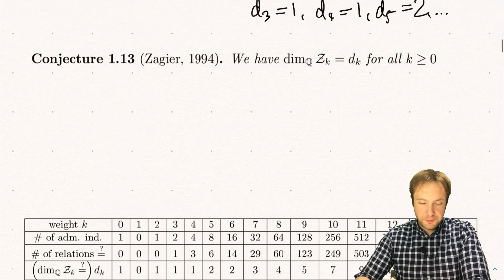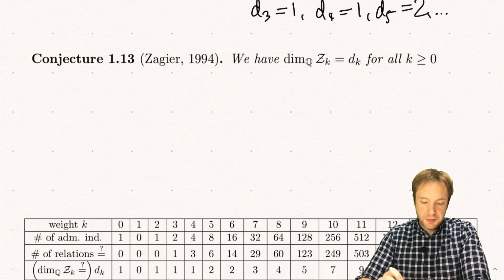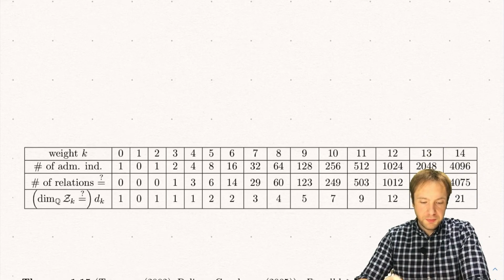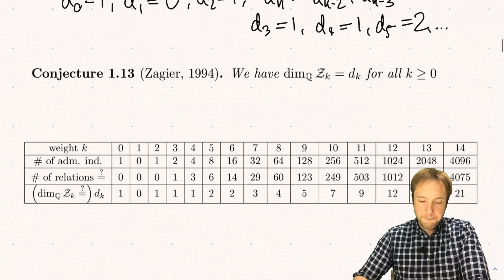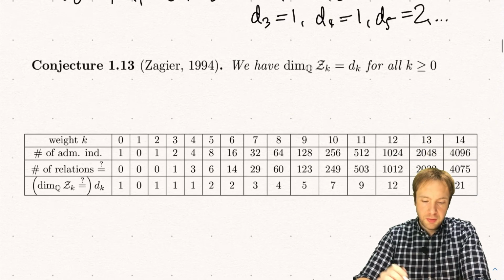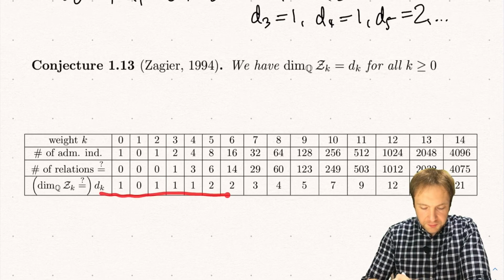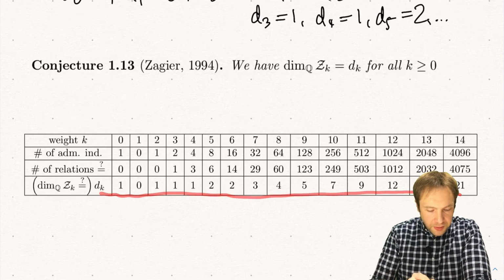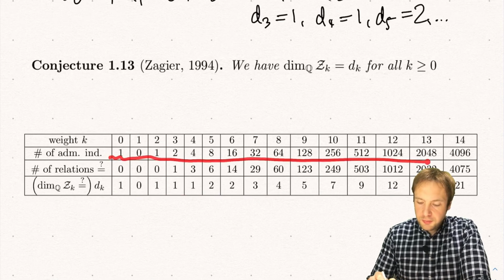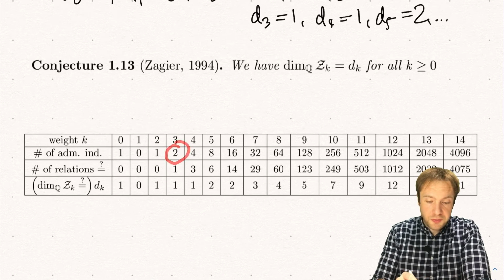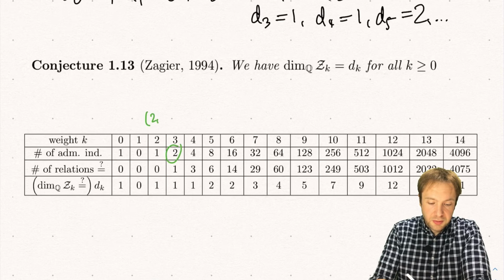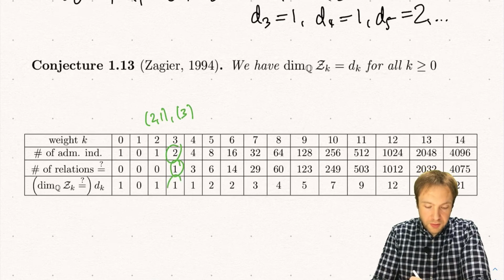And here is some table with these numbers. So let me put this here maybe. Here you see the numbers dk, and here you see the number of admissible indices. So for example, in weight 3 we have 2 admissible indices. So this is 2, 1, and 3. But they satisfy one relation, so the dimension is 1.